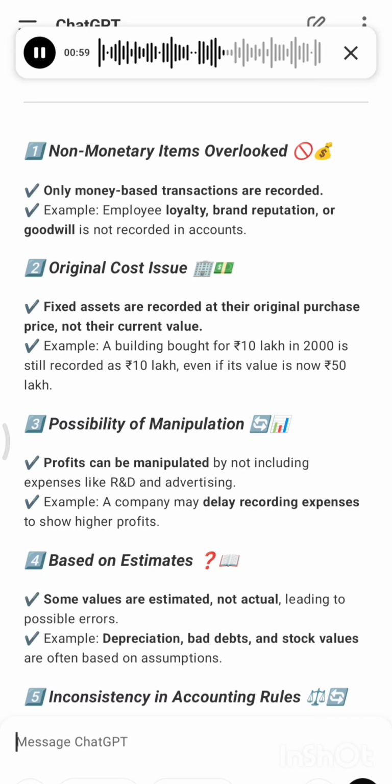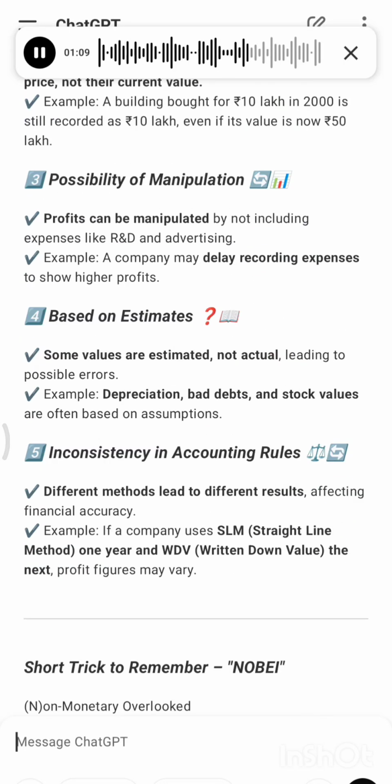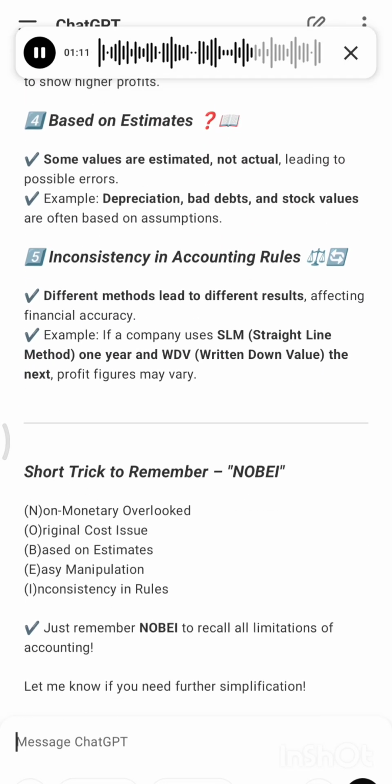Fourth, based on estimates. Some values are estimated, not actual, leading to possible errors. Example: depreciation, bad debts, and stock values are often based on assumptions. 5. Inconsistency in accounting rules. Different methods lead to different results, affecting financial accuracy. Example: if a company uses the straight line method, SLM, one year, and the written down value method, WDV, the next, profit figures may vary.